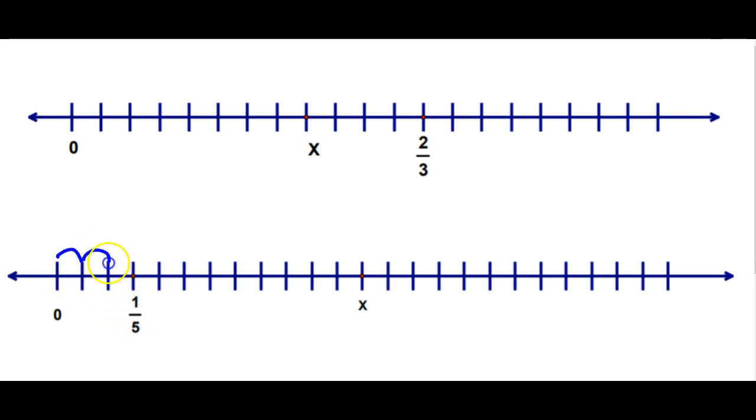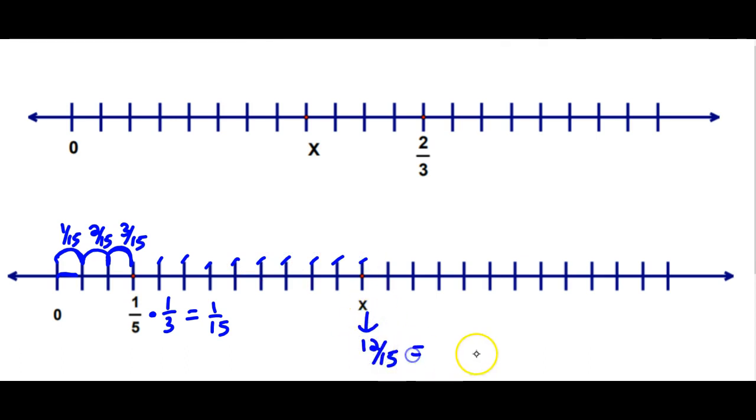Let's see, that's 1, 2, 3 pieces I'm dividing into, or each one of these is 1/3 of 1/5. So multiplying these, I get 1/15. So this is 1 out of 15 from here to here. Right here is 2 out of 15. From here to here is 3 out of 15. And notice 3 out of 15 will reduce to 1/5. Let's continue on until we get to x. We've got 4, 5, 6, 7, 8, 9, 10, 11, 12. X is equal to 12/15, and that reduces to 4 out of 5, or 4/5.